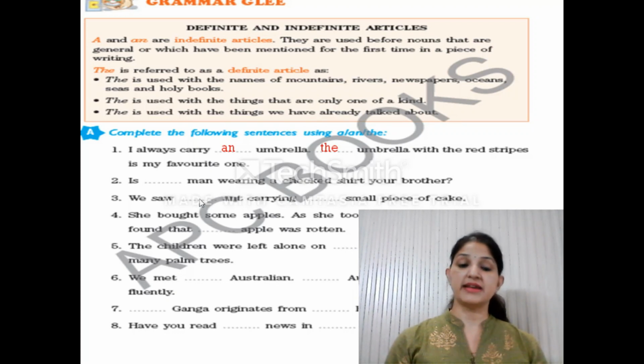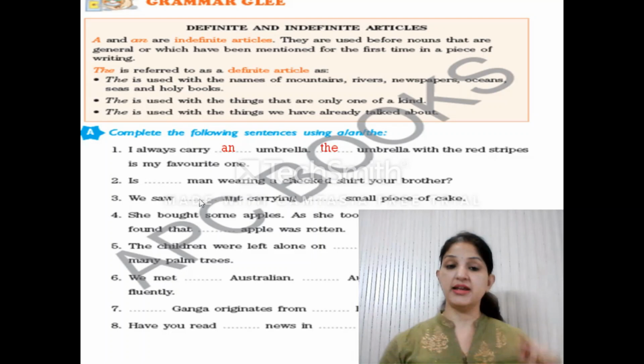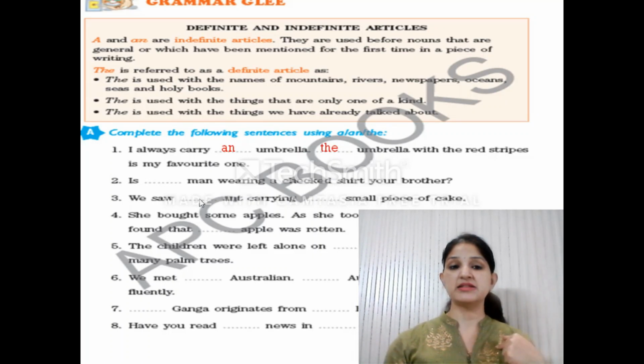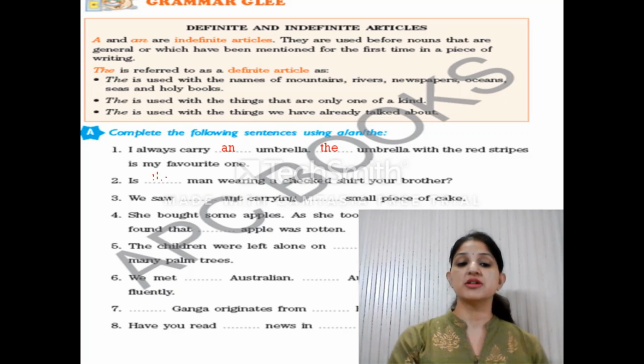Now let us see the second sentence. Is dash man wearing a check shirt your brother? Here I am asking somebody about that man, which means I can see the man. I am pointing towards the man. Is that man wearing a check shirt your brother? So here I am definite about the person I am asking, so I will put the.